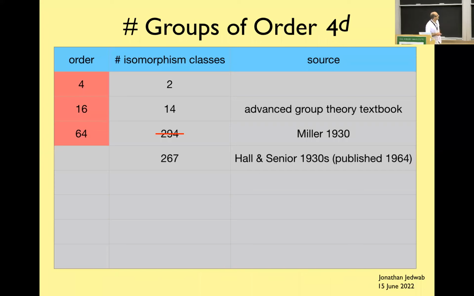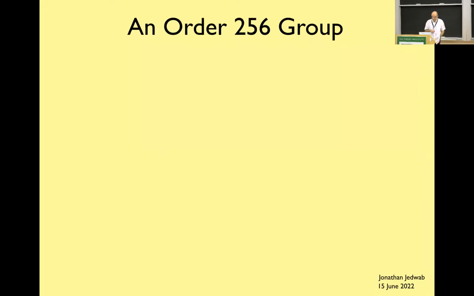Okay. So moving on, groups of order 256, how many of those are there? Can't believe you don't know these numbers. Everyone knows this, don't they? It's 56,092. Everyone knows that. Okay, maybe not. There's 56,092 groups of order 256.